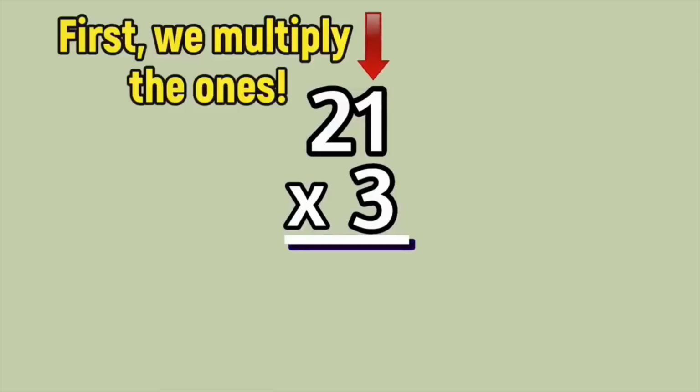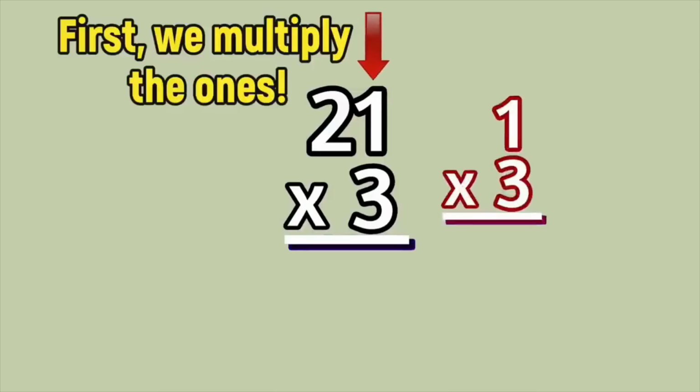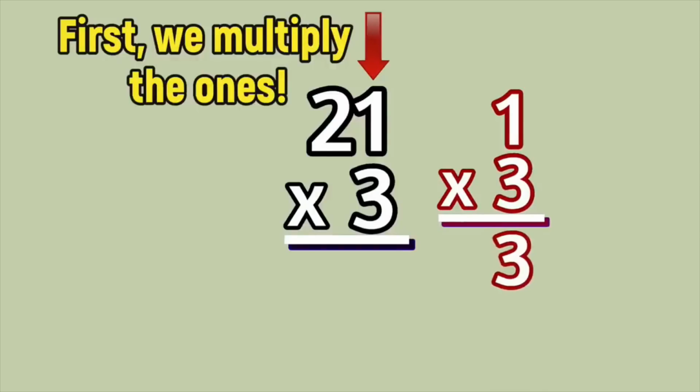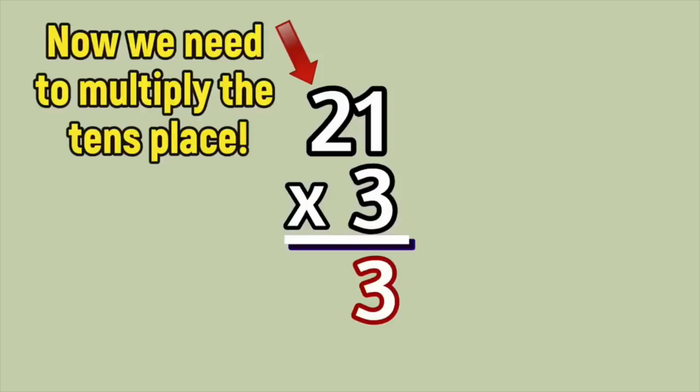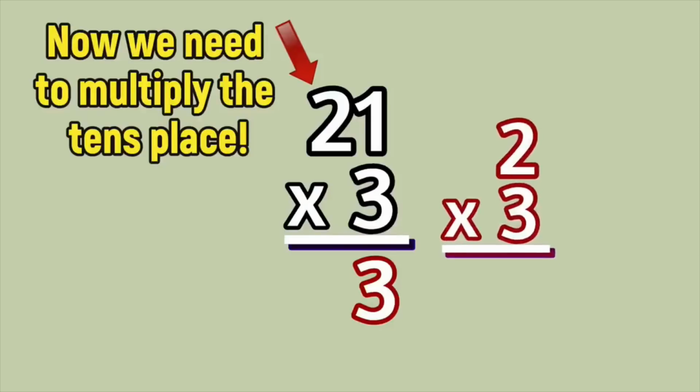First, we multiply the ones. So we'll multiply 1 times 3. What is 1 times 3? Yeah, 3. We'll put the number 3 here under the ones because we were multiplying the ones place. Awesome. Now we need to multiply the tens place. We're going to multiply across. 2 times 3. Because we're multiplying the 10 spot, this is really 2 tens times 3. What is 2 times 3?